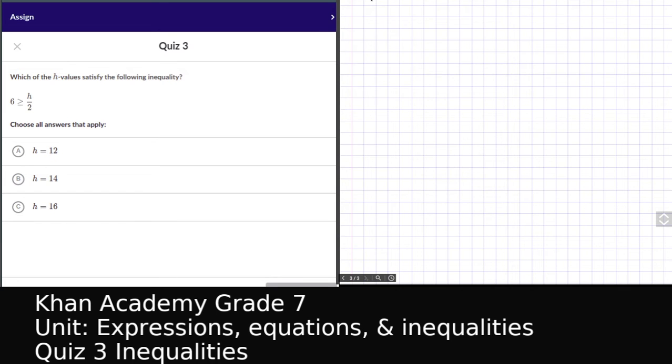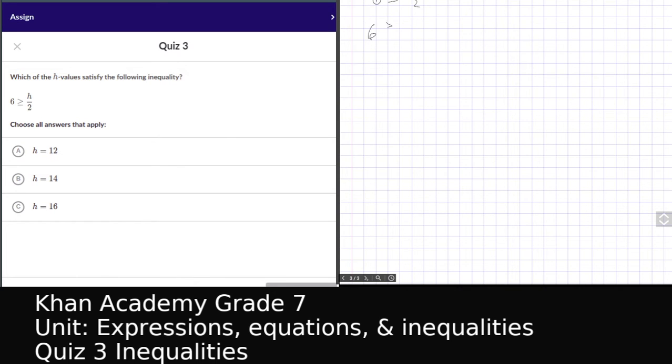Okay, so we've got 5 questions, 5 problems on here. Which of the h values satisfy the following inequality? 6 is greater than or equal to h over 2. When you do this, you won't have exactly the same problem, but you'll have something like this. And the way I'm going to do this right now is I'm going to substitute. Okay, so the first value is 12.